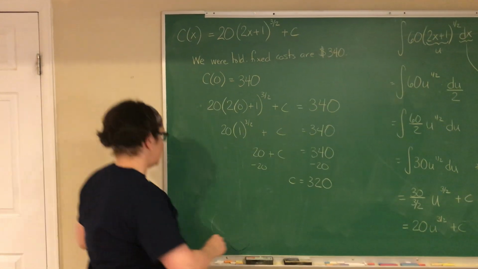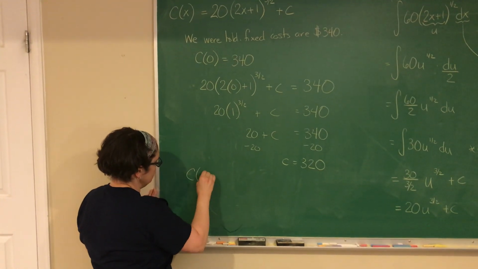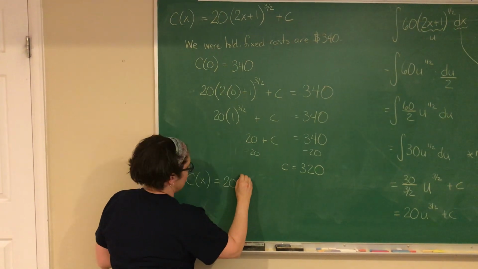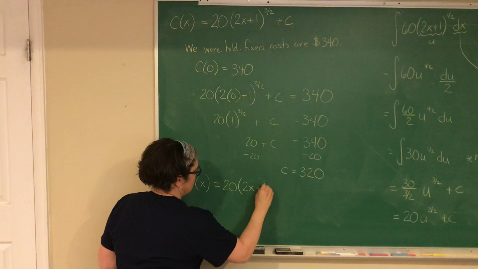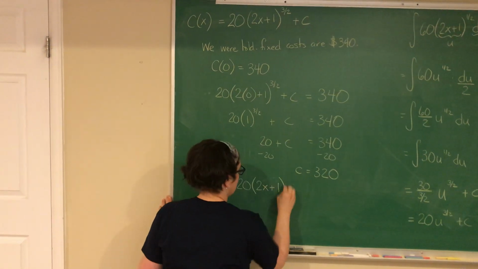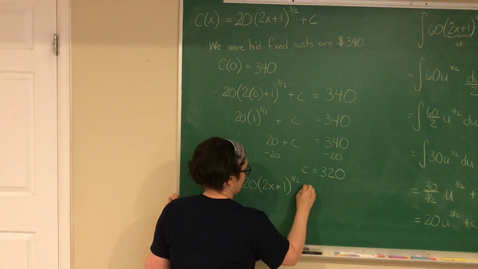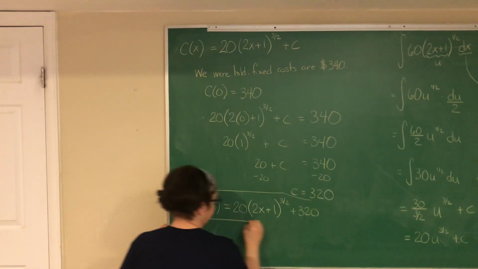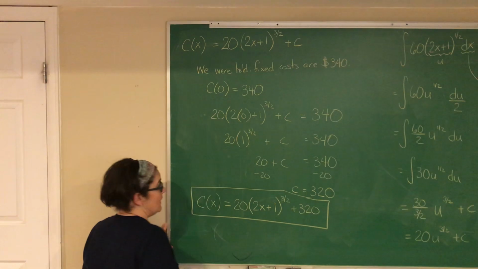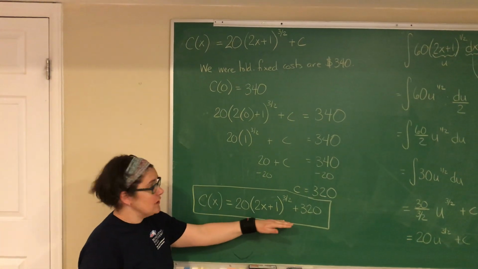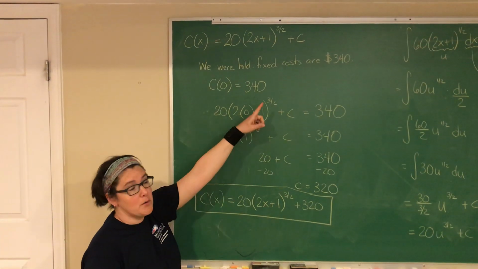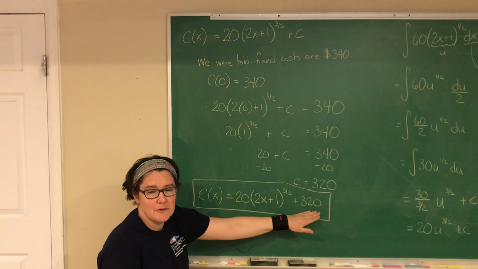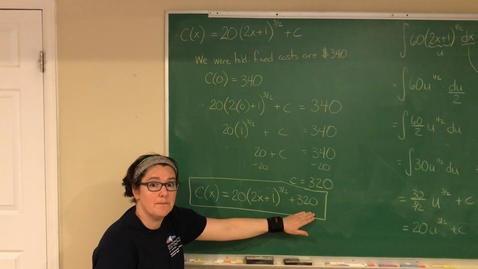So my final answer is that my total cost function is 20 times 2x plus 1 raised to the 3 halves plus 320. Now, if you plug 0 into this function, your output will give you 340 because this first part won't be 0. But my point is that this last value is not the fixed costs in this example.